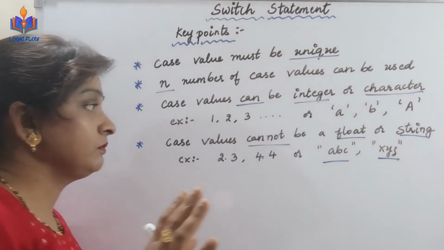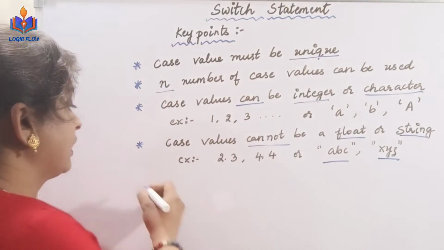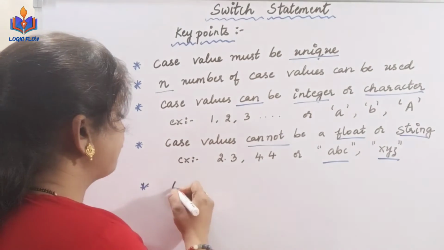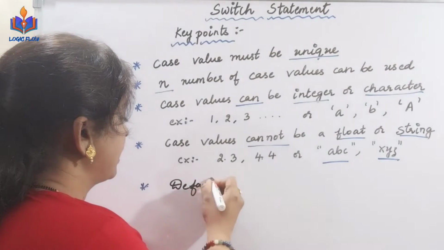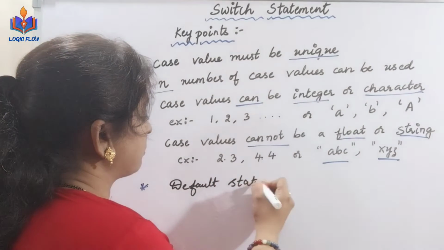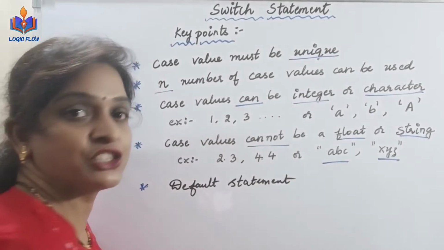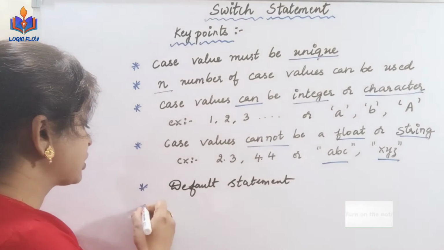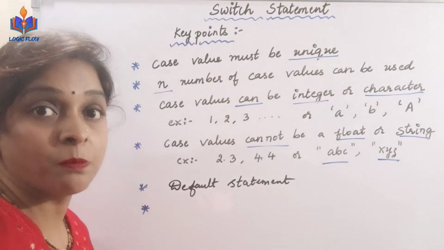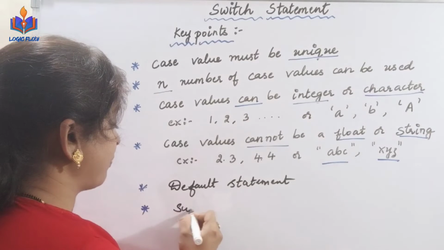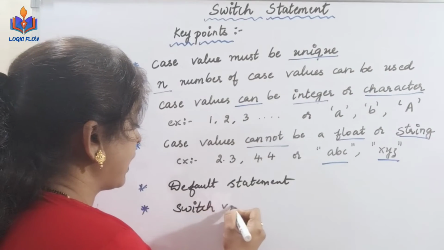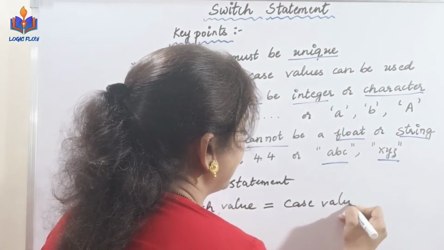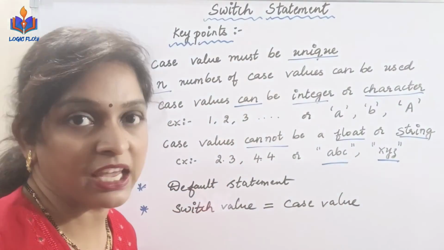Then the remaining points: if none of the case labels gets matched, then the default statement gets executed. So the default statement will be there for execution. Then the next point is with the switch value which gets matched with the case value. The switch value has to match with the case value, then the respective statement gets executed.